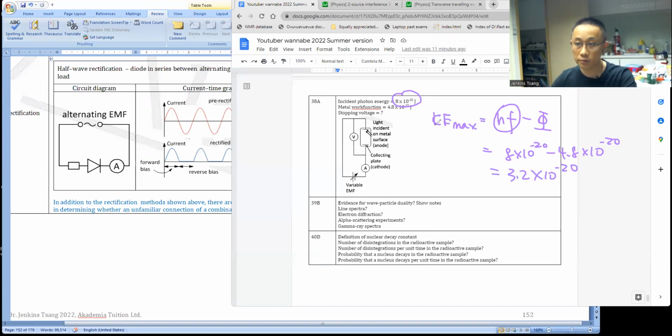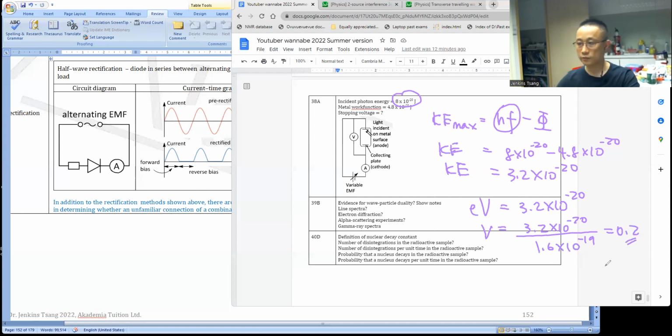In a stopping voltage experiment, the kinetic energy of the electrons is further dissipated by applying a stopping voltage. So the stopping voltage will prevent the electron from completing the circuit. And the stopping voltage can be calculated by dividing the maximum kinetic energy of the electrons by the elementary charge of the electron, which is 1.6 times 10 to the negative 19. So the answer is A.